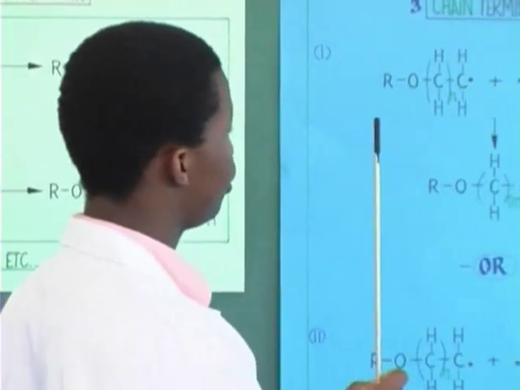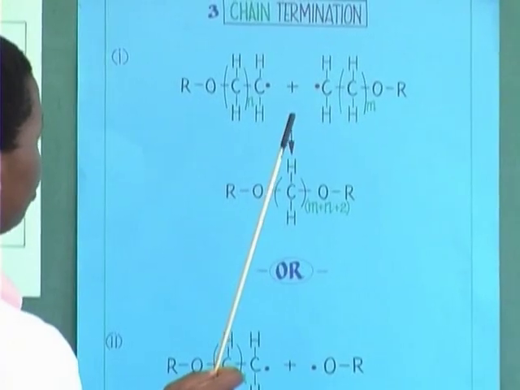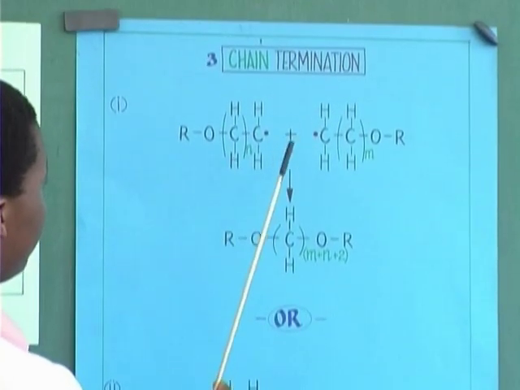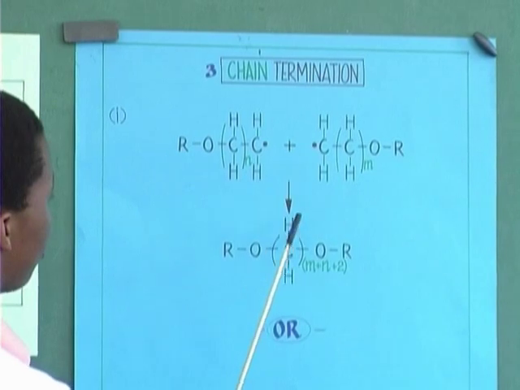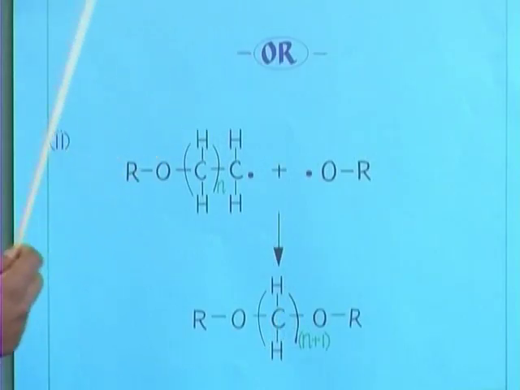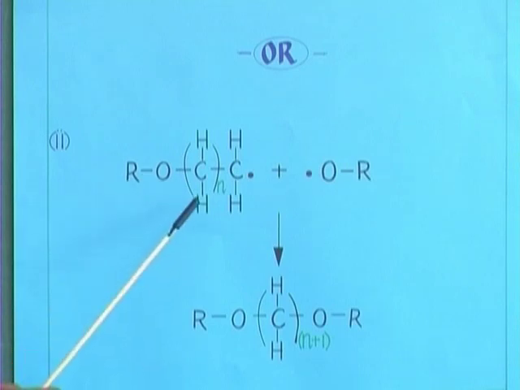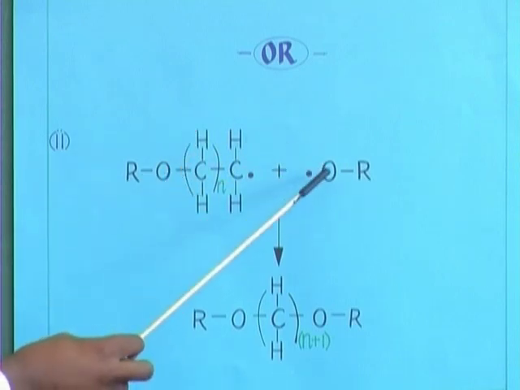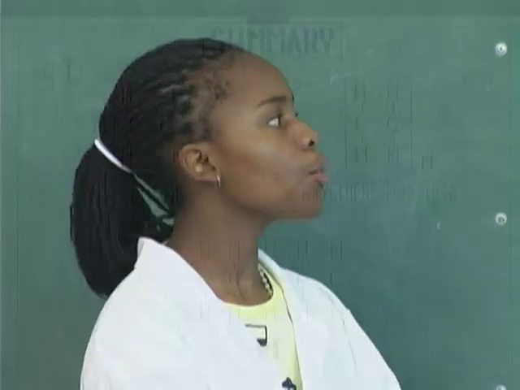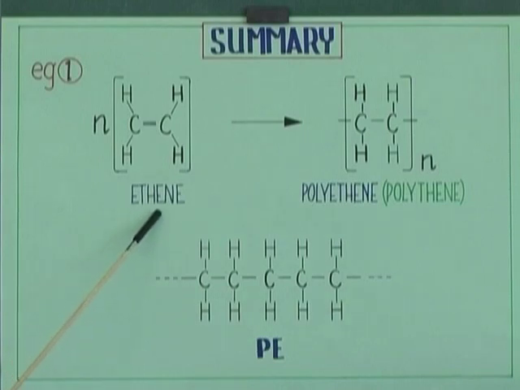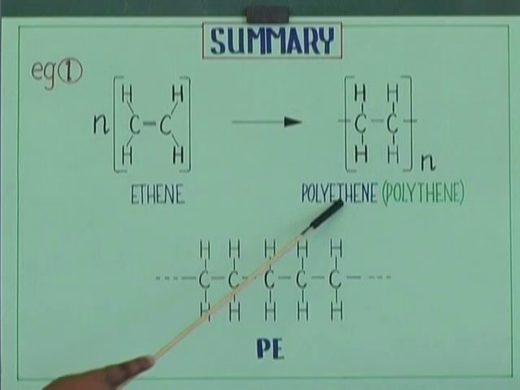The chains can be terminated by 2 free radicals joining up by sharing their unpaired electrons to form a covalent bond, or when a free radical chain joins with this free radical. Let us summarize the process whereby the N molecules of ethene undergo polymerization to form polyethene, also called polythene. The bottom diagram shows the structure of a small section of the chain.